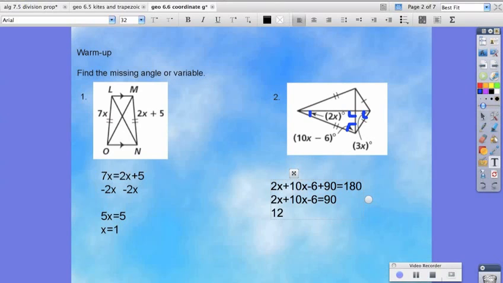So we're going to have 12x minus 6 equals 90. Add 6 to both sides, 12x equals 96. And when we divide both sides by 12, we get x equals 8.